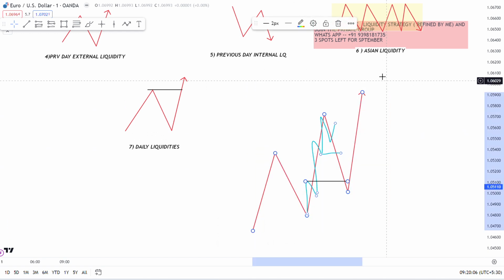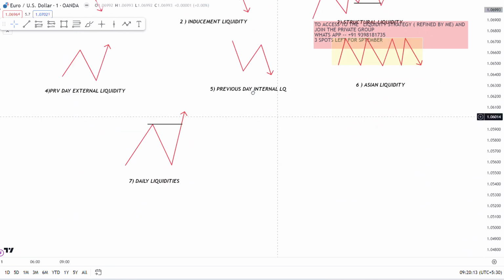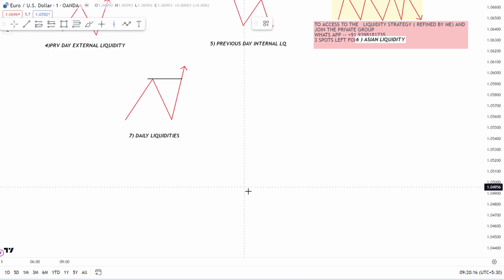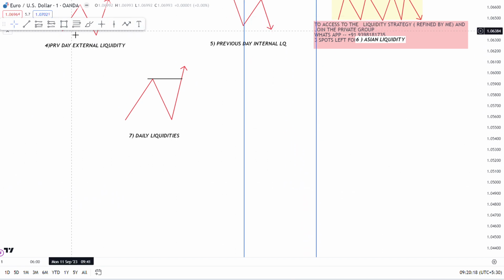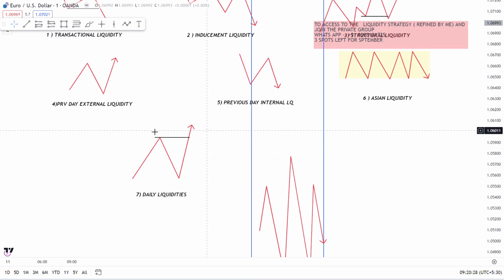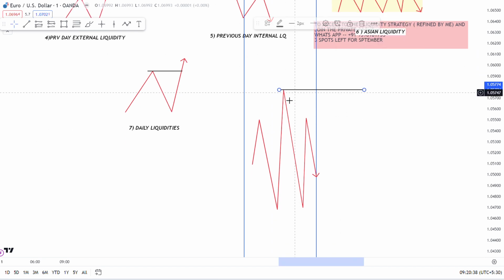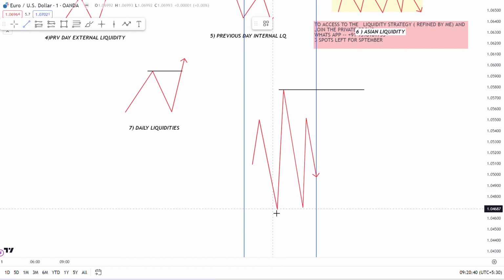Structural liquidity is just the low time frame liquidity in the leg. That's it. Now, coming to the previous days liquidities, there are two types of liquidities in the previous days. Let's say this is the previous day, and the price ended like this in the previous day. The fourth liquidity, previous external liquidity, means the top edges of the price of the day are used as the previous day's external liquidity. So this is the external high, and this is the previous day low.